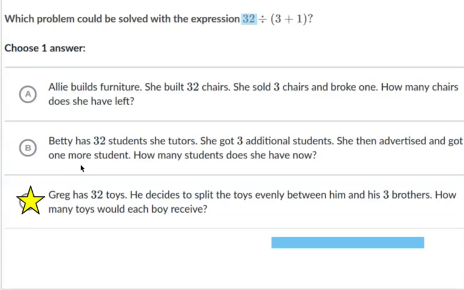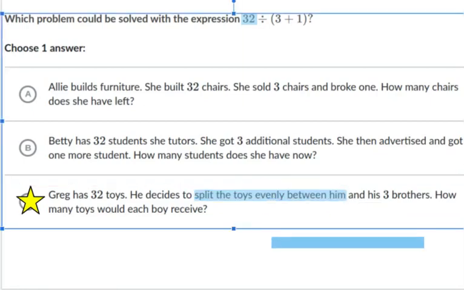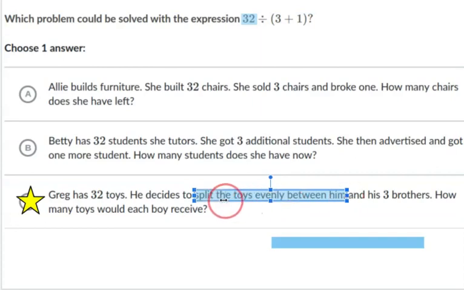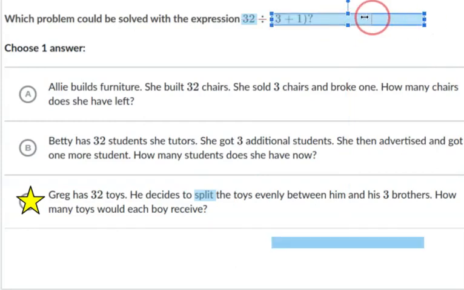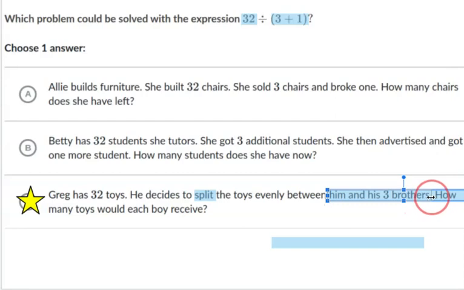So letter C does have the 32 toys. Here's that word that we talked about during the school year when we talked about division: we have shared, sort, separate, and split. And here, if you look where we have this 3 plus 1, that represents Greg and his 3 brothers. And you can see that right here when they say it's fair shared between him, he would be the 1, and his 3 brothers. So that's why it is answer choice C. This expression represents how the 32 toys are going to be fair shared between himself and his brothers.